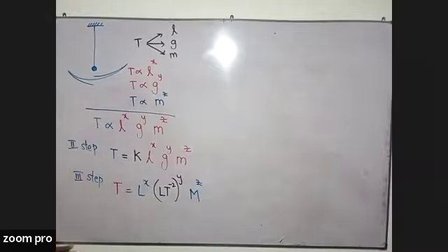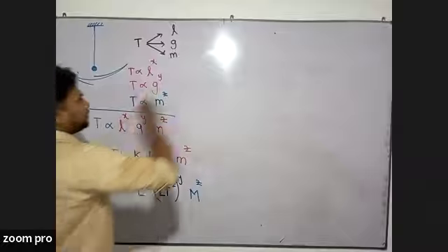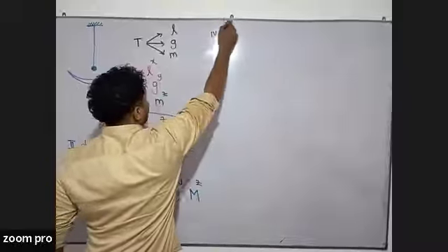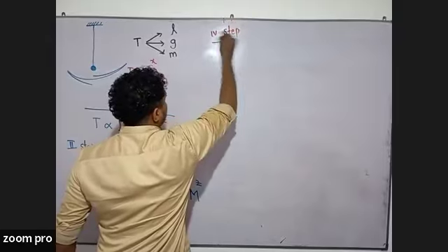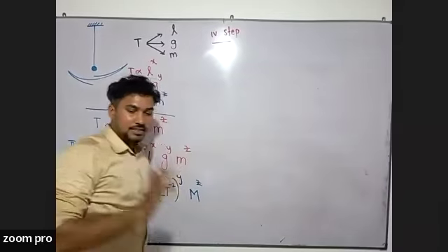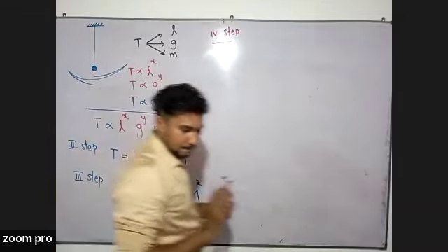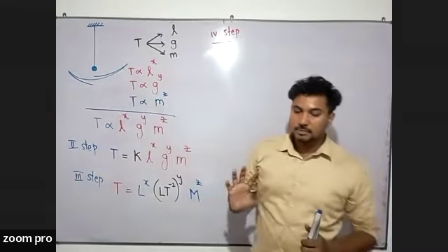Right. So now in the third step, we substitute the dimension for each physical quantity, right? Then the next step is the fourth step, in which you have to analyze each dimension, right?